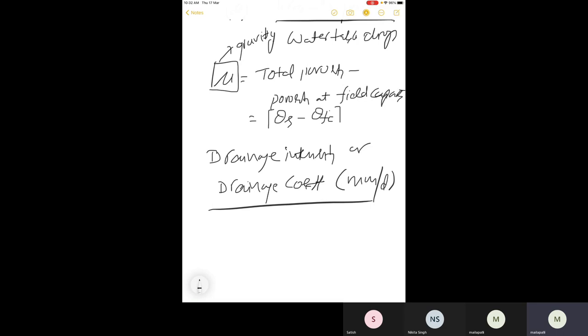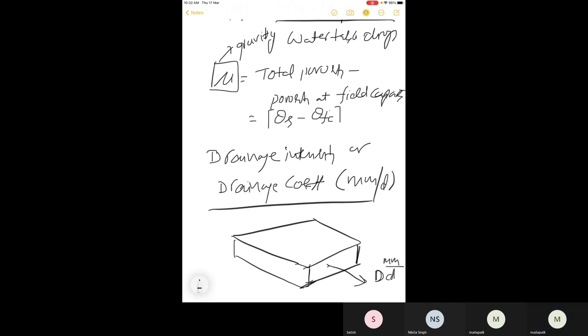Simply, it is the depth of water removed in a day. Suppose this is the field and it has water, and if you can drain the water, let's say D depth of water has been drained in a day. Then D will be the drainage coefficient. D mm per day is the drainage coefficient.